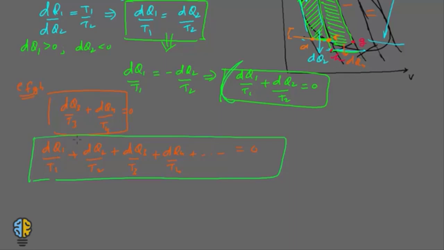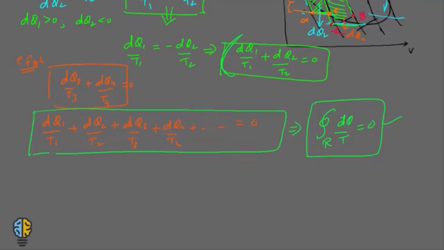If you write it as an integral, you get for a reversible cycle the cyclic integral of the term dq by T is 0. Thus the cyclic integral of dq by T for a reversible cycle is 0. This is known as the Clausius theorem. So let's define the Clausius theorem now.